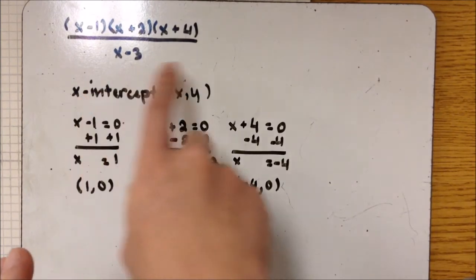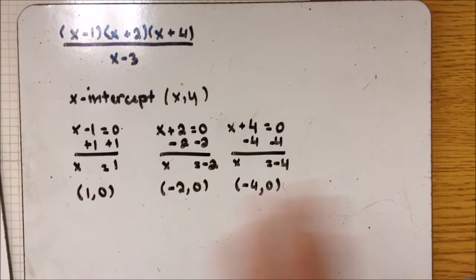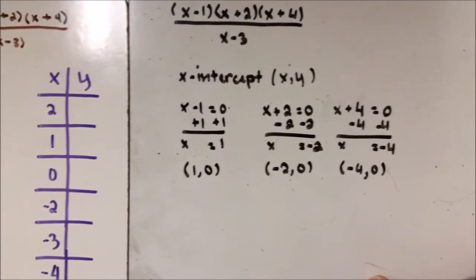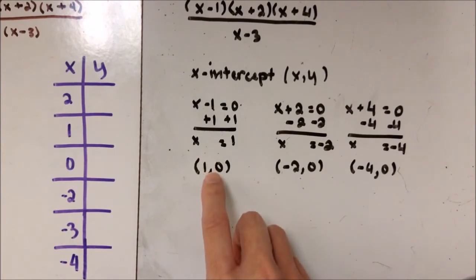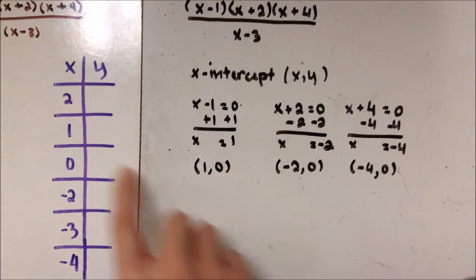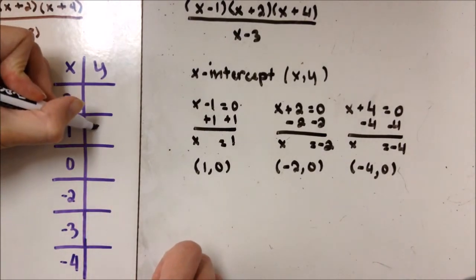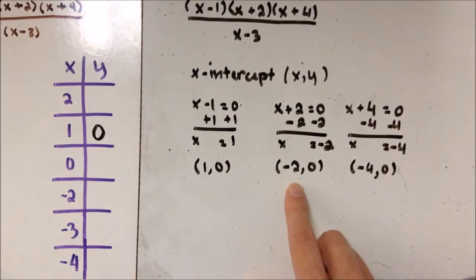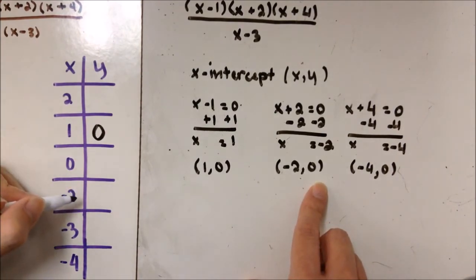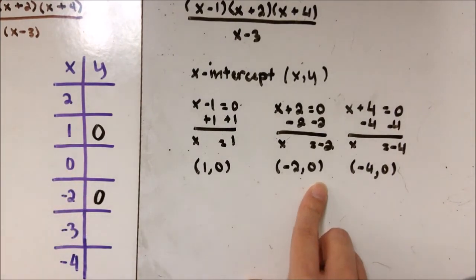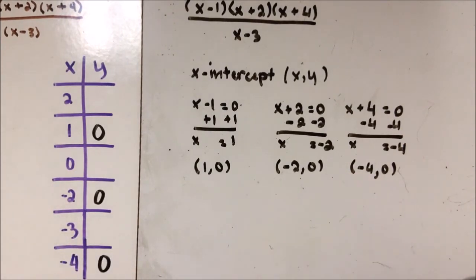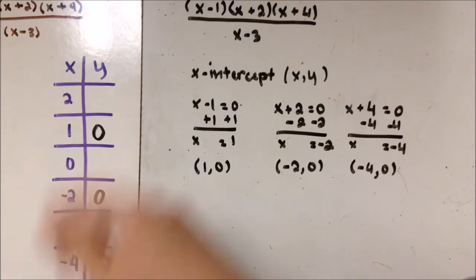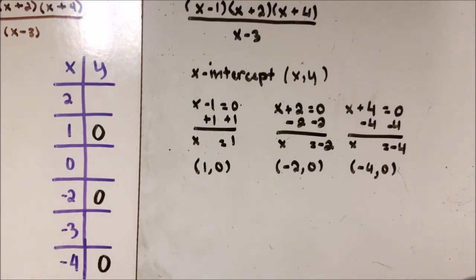1, 2, 3. So 3 factors. If I go back to the chart that I made for the XY table, at 1 the y value is 0, so let me write 0 here. At negative 2, it's also 0, so I'm going to write 0. And negative 4 is 0, so I'm going to write 0 here. So pretty much we have almost half of our information when it comes to graphing. We need to plug in points to find the other values.